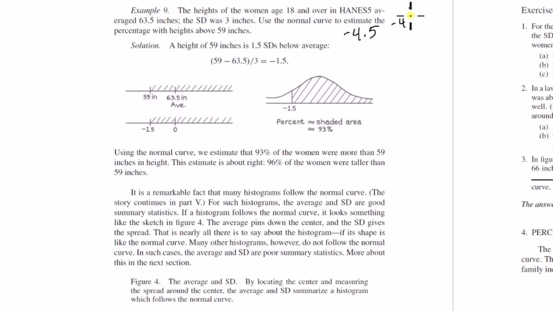So minus 4 1/2 is equal to minus 9/2. Okay, how many standard deviations is that? Minus 9/2 divided by 3. So that's times 1/3, minus 3/2. Okay, so the question is, what's the area under the normal curve from minus 1.5 to infinity? That's the question, right? What's the area under the normal curve above minus 1.5?